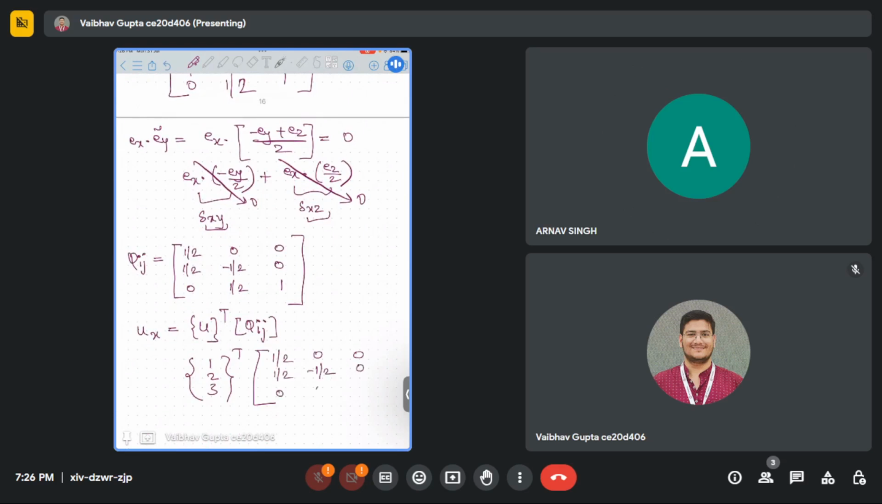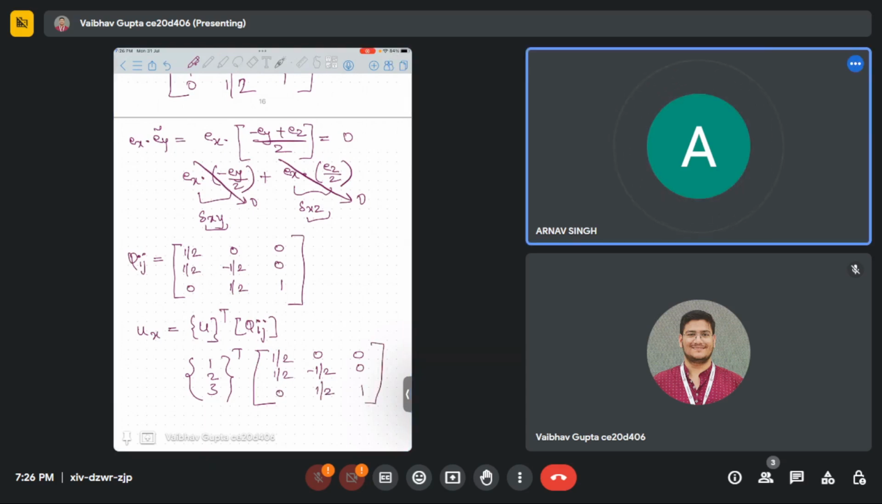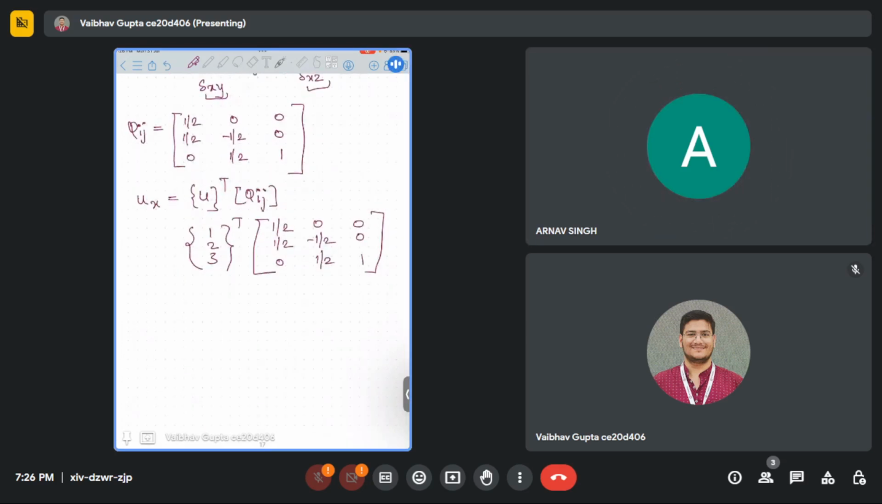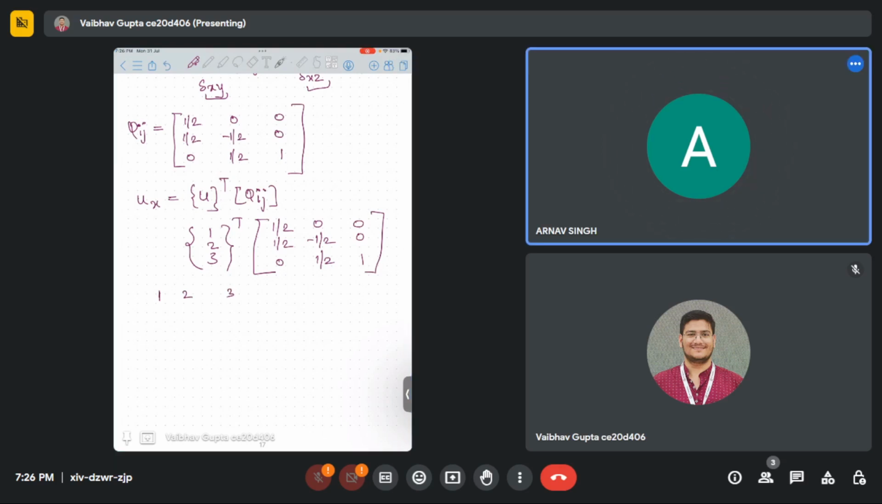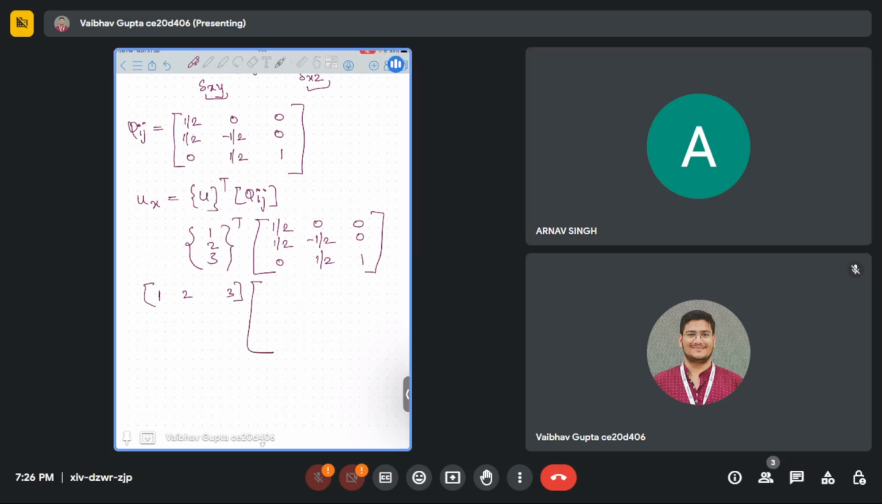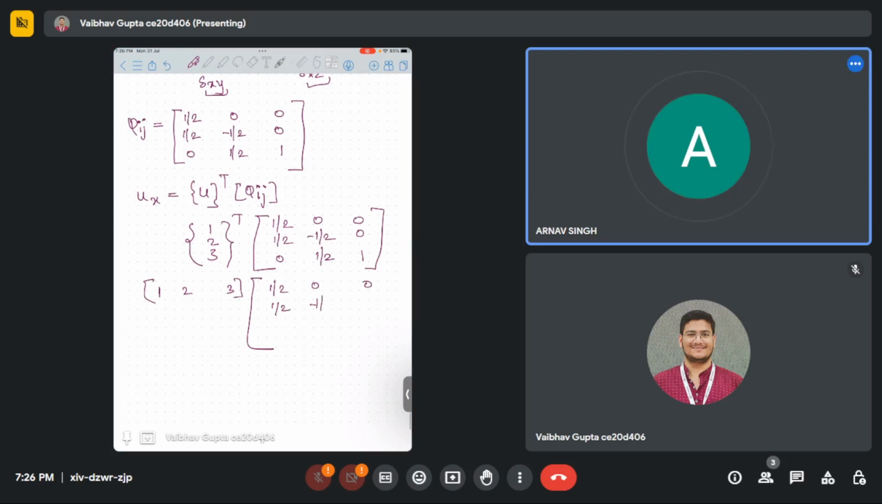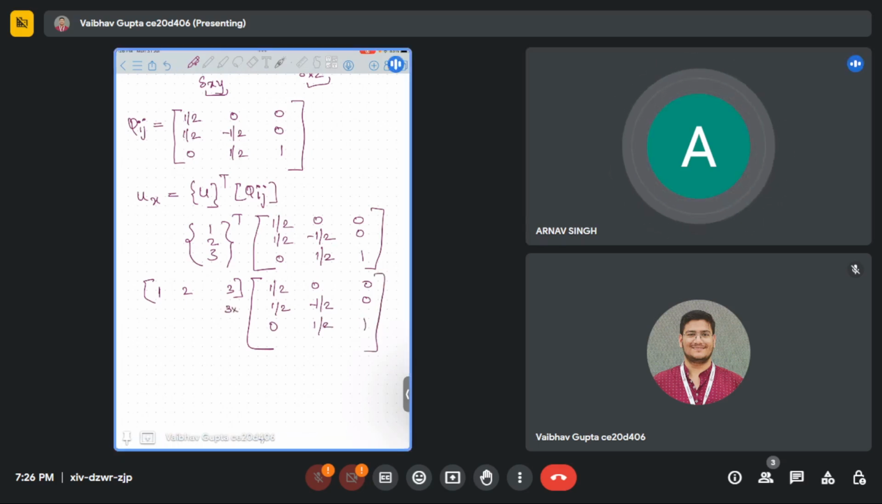So this transpose with the matrix. Transpose, you know what is transpose? Rows will become columns, columns will become rows. So it will be 1, 2, 3, multiplied by 1 by 2, 0, 0. Okay, this is 3 cross.